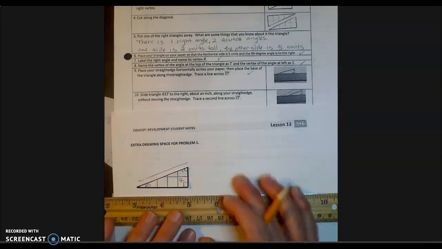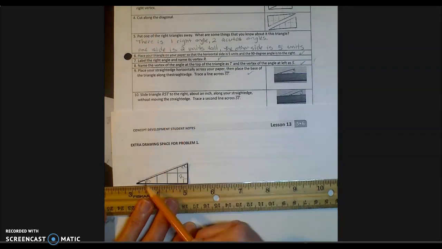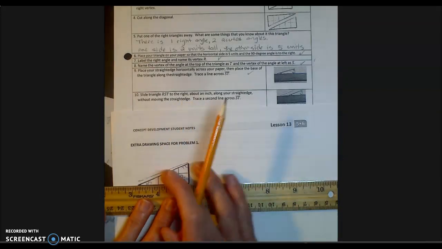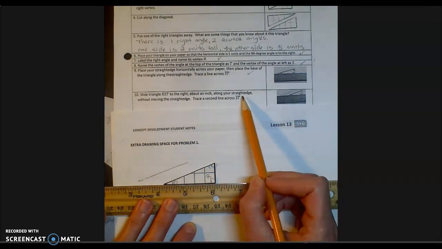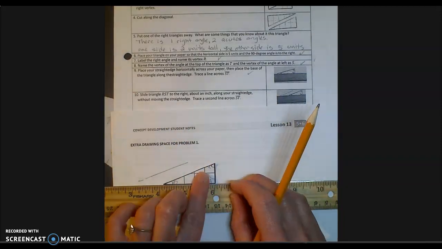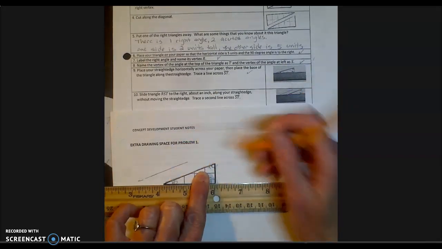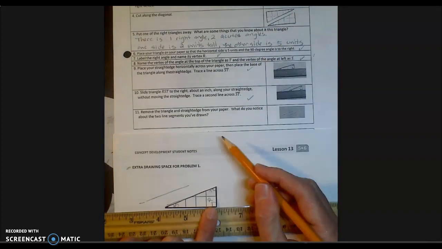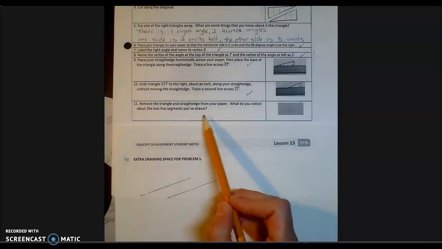Okay, so then it says slide triangle RST, so this right here is RST, so it's our triangle, to the right about 1 inch. So right there. Along your straight edge without moving the straight edge. Trace a second line across ST. Then it says, remove the triangle and the straight edge from our paper.